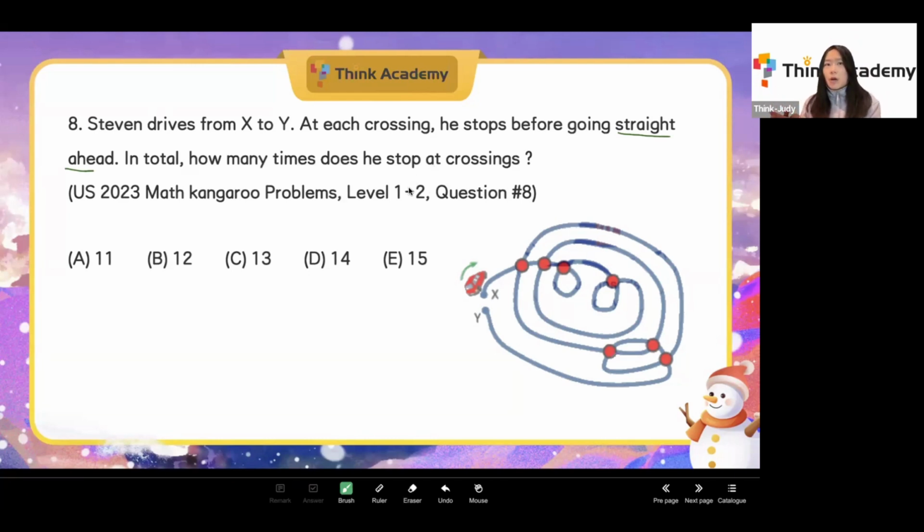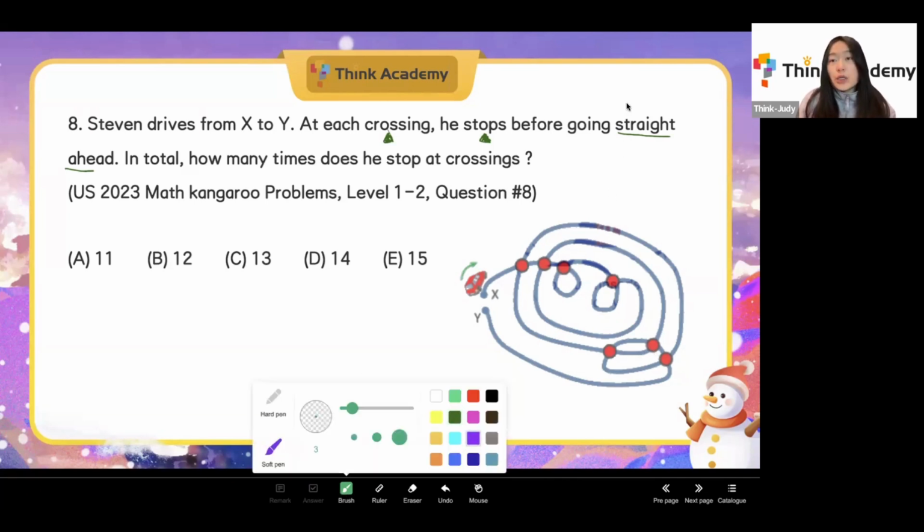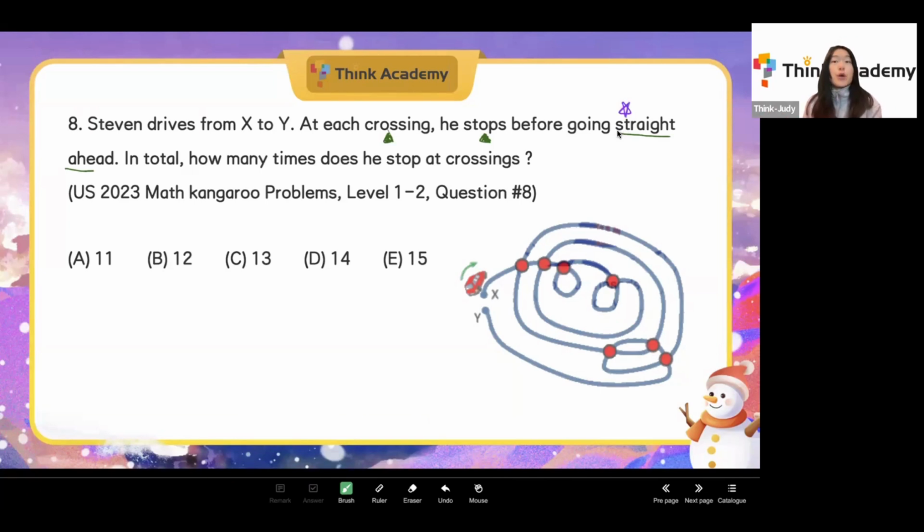So why does he stop? Every time there is a crossing, he's gonna stop, right? So then we know the relationship between the times of the stops is actually how many crossings he's gonna face. So do you think I'm gonna just count 1, 2, 3, 4, 5, 6, 7? There are 7 crossings here. No, as I mentioned before, when we look at this question, we need to relate to real life to understand what straight ahead means, right? What does straight ahead mean?